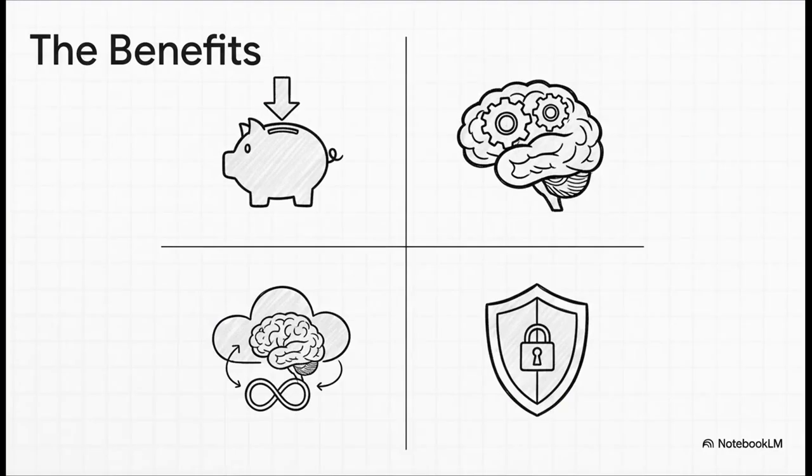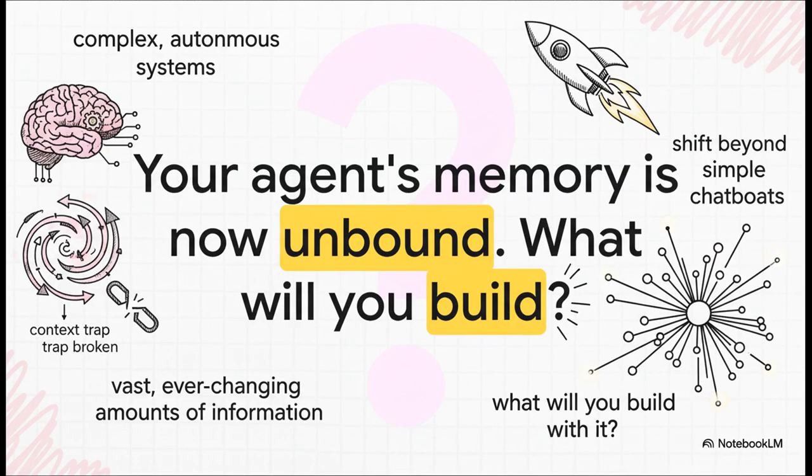This architecture just delivers wins across the board. You get radically lower costs, much higher reliability because you're avoiding all that confusion, and even better security since the code can be run in a safe, sandboxed environment. And because the agent's memory is now the entire file system, its capacity for context becomes, well, for all practical purposes, infinite. This shift takes us so far beyond simple chatbots. It allows us to create truly complex, autonomous systems that can reason over massive, and I mean massive, amounts of information. The context trap is broken. The agent's memory is now unbound. So the real question is, what will you build with it?